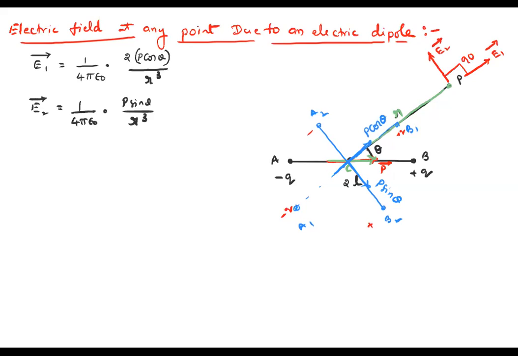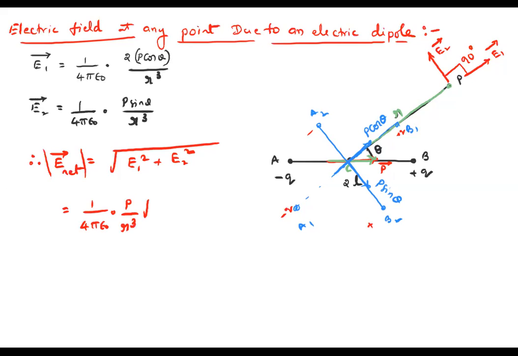That means here E1 and E2 are perpendicular to each other. Therefore, net electric field at point P, magnitude wise, is root of E1 square plus E2 square. In this one, both of them have the same factor. 1 by 4 pi epsilon naught P by R cube is common, so I'm taking it out of the root. What is left here is 2 cos theta whole square, and here left over is sin theta whole square.